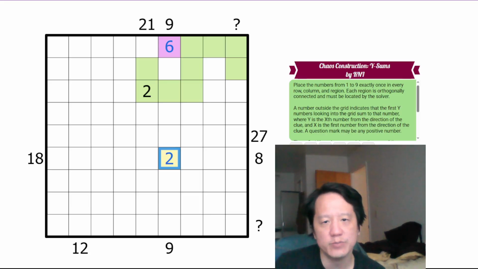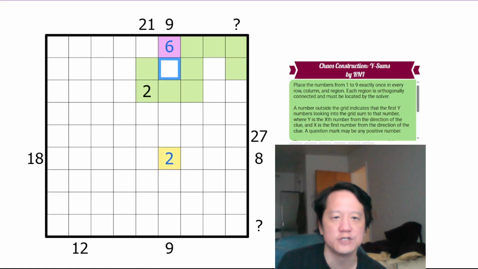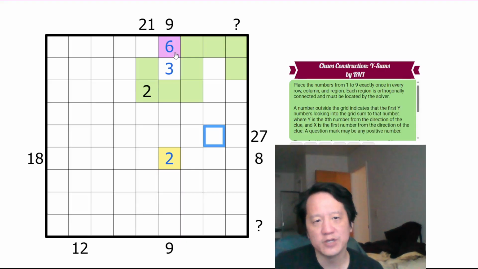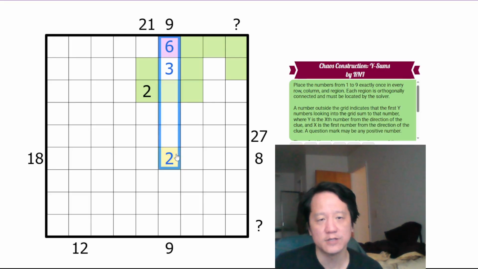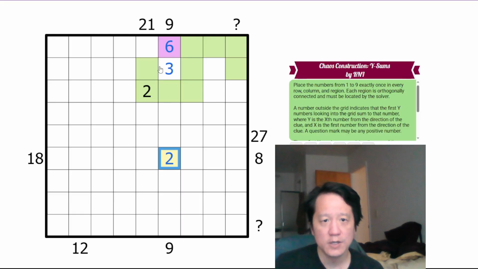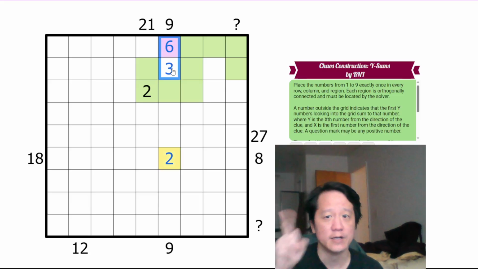And this would be valid because a number outside the grid indicates the first y numbers looking into the grid sum to that number. If this were 6 and 3, then this would be valid because x would be 6, the first number from the clue in that direction. Therefore, that's saying that y is the xth digit, which would be 2. And then that would force this to be 6 and 3 to add up to 9, because the sum of the first 2 digits, which is the y number, is equal to the clue outside the grid.